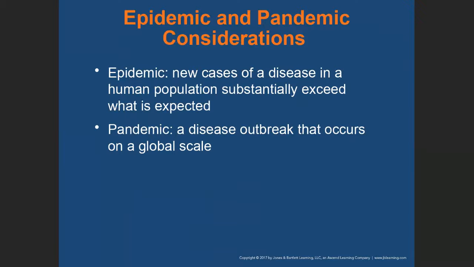Endemic and pandemic consideration. An endemic is new cases of a disease in a human population... new cases of a disease in a human population substantially exceed what is expected. That is an epidemic. A pandemic is when the disease is spreading globally, right? So a disease outbreak that occurs on a global scale.